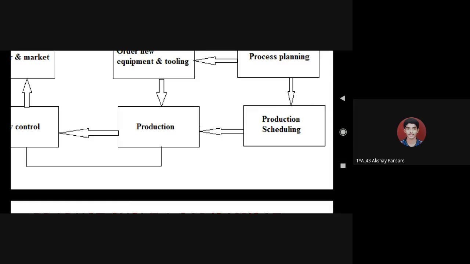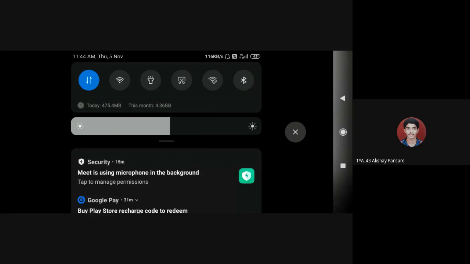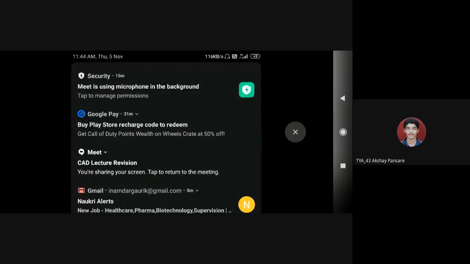Production in terms of any manufacturing product or any service. There are basically two types, production and the service sector. I will give an example also. What is a product and what is a service? Anyone? Okay, I will give one example.